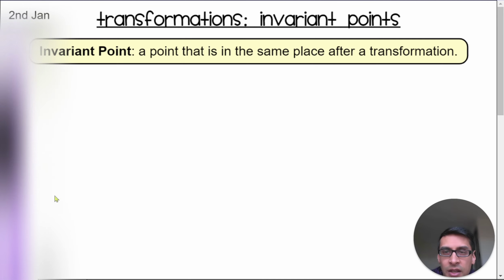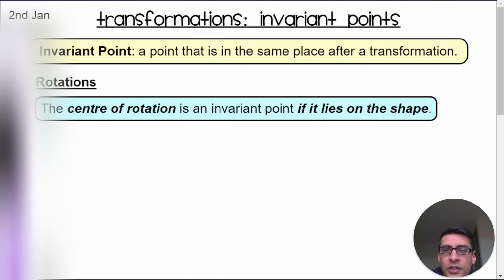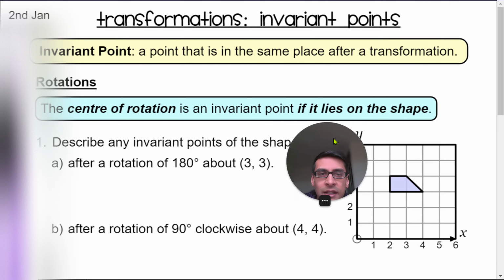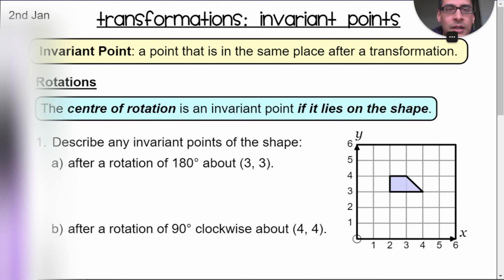So the first thing to remember is a point that stays in the same place after a transformation. Now we're going to look at rotations first and look at the properties of rotations as we do this. A center of rotation is invariant if it lies on the shape. So if you're rotating a shape and the center of rotation is on the shape, then it's not going to move.